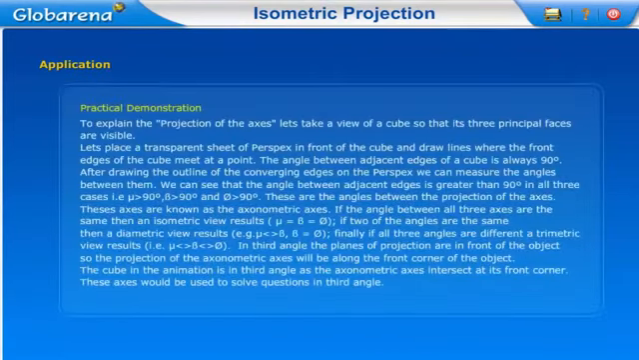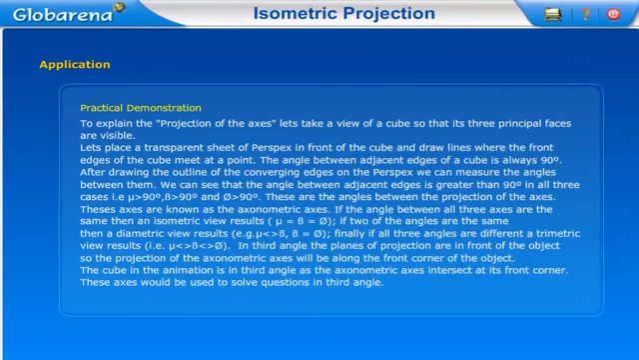Practical demonstration. To explain the projection of the axis, let's take a view of a cube so that its three principal faces are visible. Let's place a transparent sheet of perspex in front of the cube and draw lines where the front edges of the cube meet at a point. The angle between adjacent edges of a cube is always 90 degrees. After drawing the outline of the converging edges on the perspex, we can measure the angles between them.